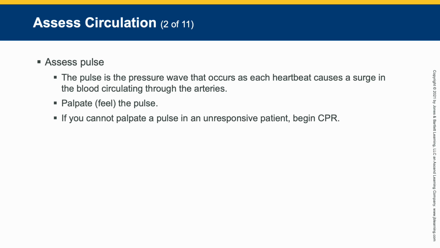In a responsive adult or child, you're going to check the radial pulse at the wrist. In an unresponsive or unconscious patient, you go straight to the carotid pulse in the neck. For infants under 1 year old, you're going to feel for what we call the brachial pulse on the inside of the upper arm. And if you can't palpate a pulse in an unresponsive patient, you immediately begin CPR.